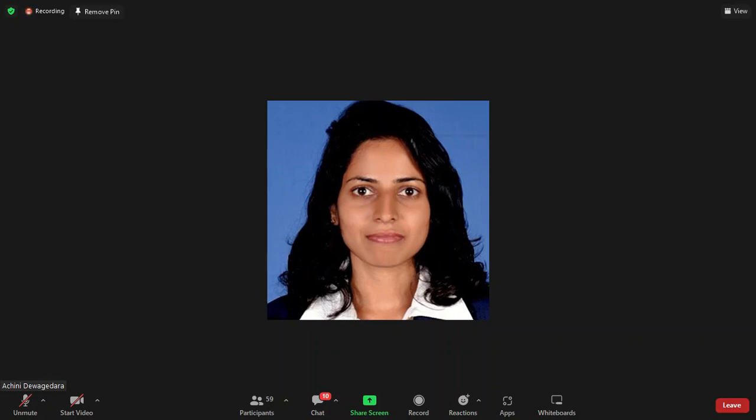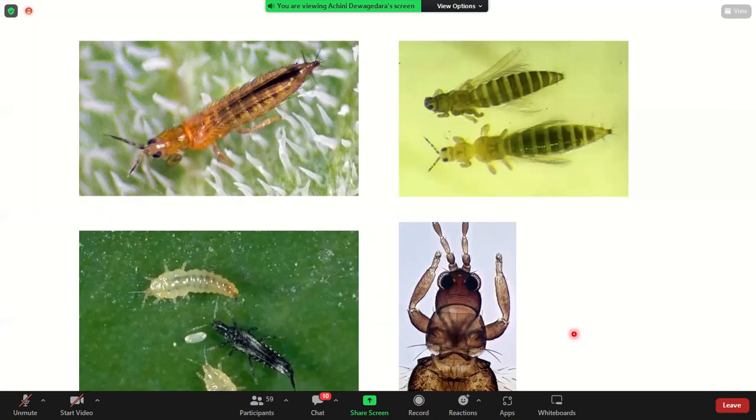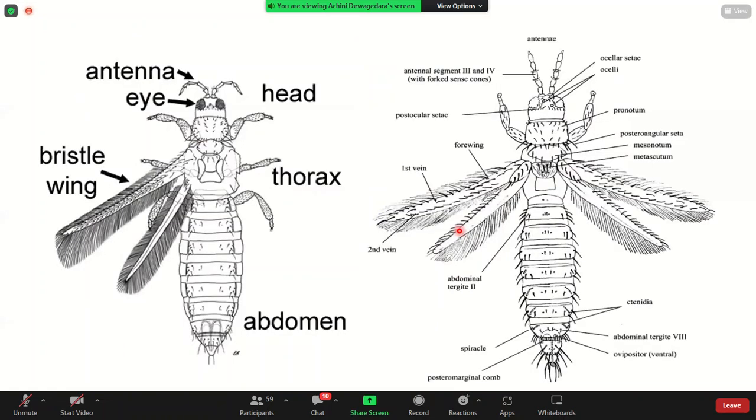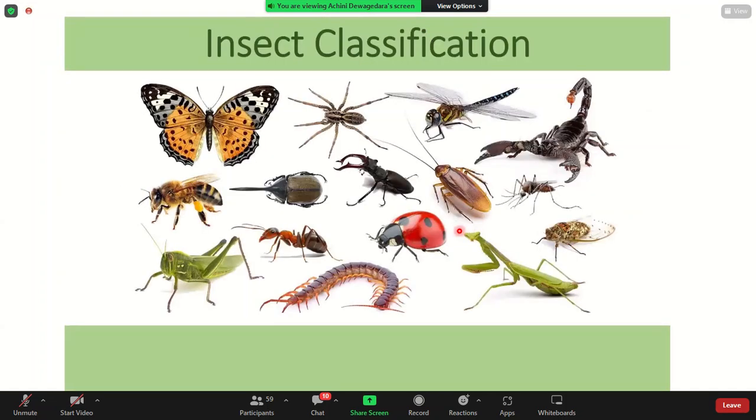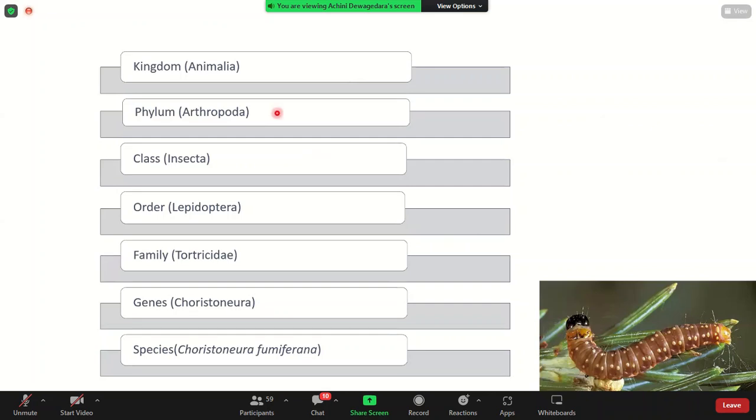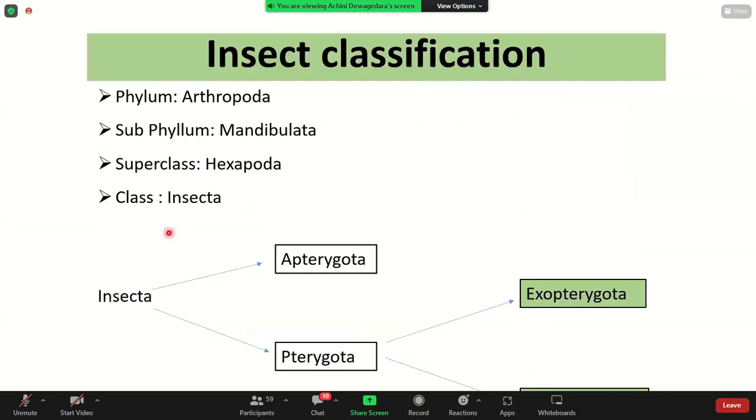Right. With that, I have completed the segment, the next segment. In this one, we discussed the classification, and then we discussed how this classification comes. Insects belong to kingdom Animalia, phylum Arthropoda, class Insecta, and we discussed different orders after that.